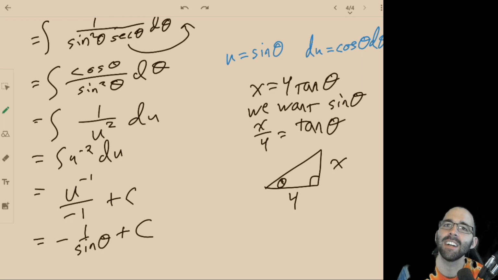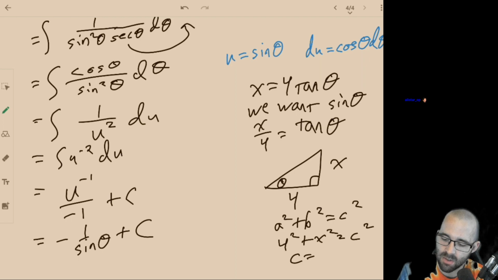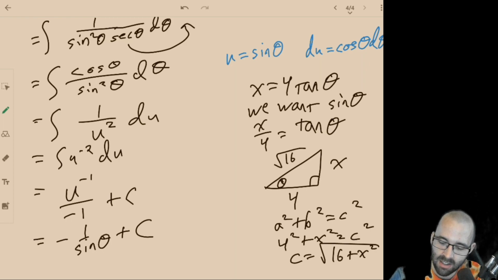Pythagorean Theorem, baby, is back. A squared plus b squared equals c squared, or 4 squared plus x squared equals c squared. Take the square root of both sides. The hypotenuse is going to be the square root of 16 plus x squared. And don't you dare cancel these. Square roots do not work across addition. This cannot be simplified. This is as far as you can go. So that's our hypotenuse, the square root of 16 plus x squared.